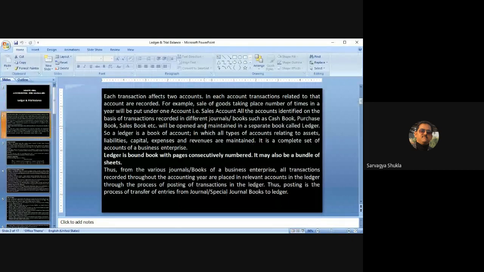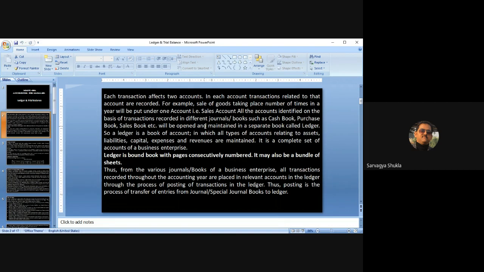Each transaction affects two accounts. In each account, transactions related to that account are recorded. For example, sale of goods taking place a number of times in a year will be put under one account, that is sales account. All the accounts identified on the basis of transactions recorded in different journal books such as cash book, purchase book, sales book, etc., will be opened and maintained in a separate book called ledger.